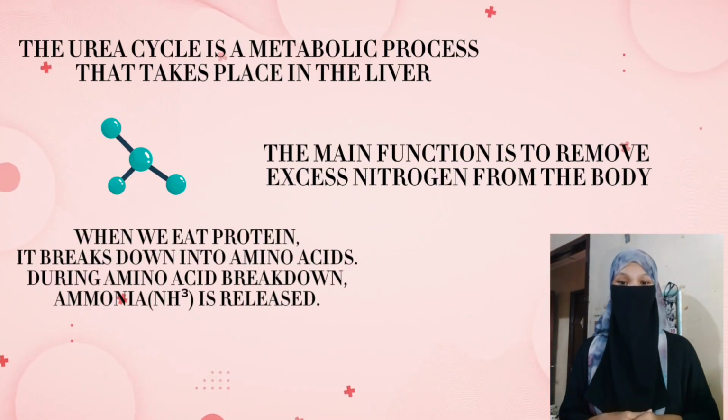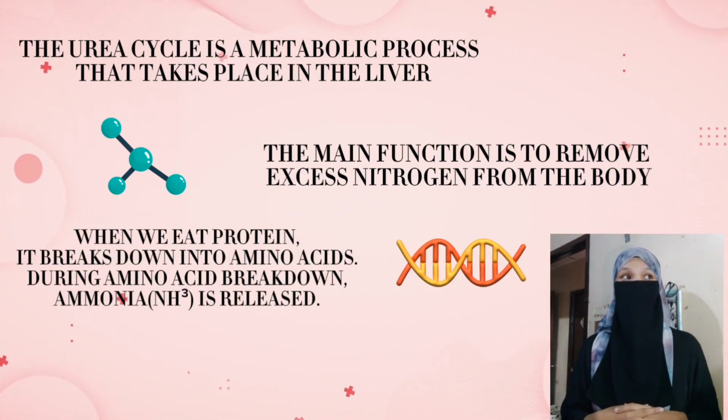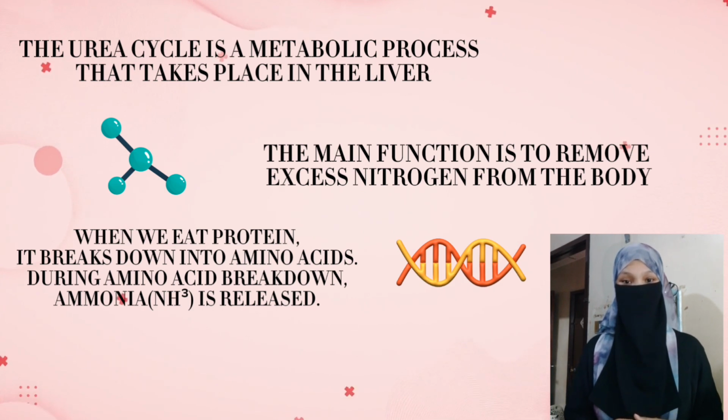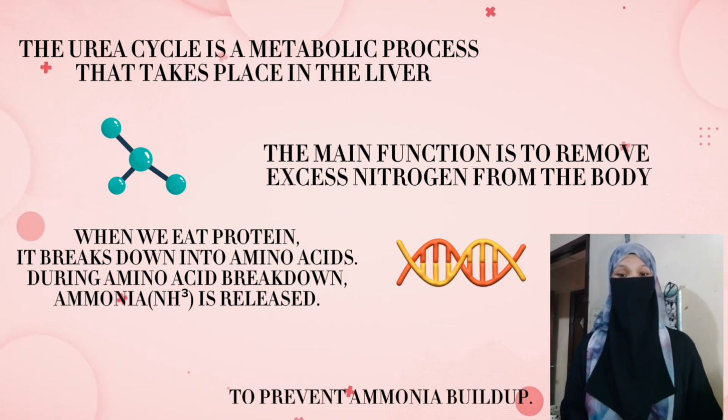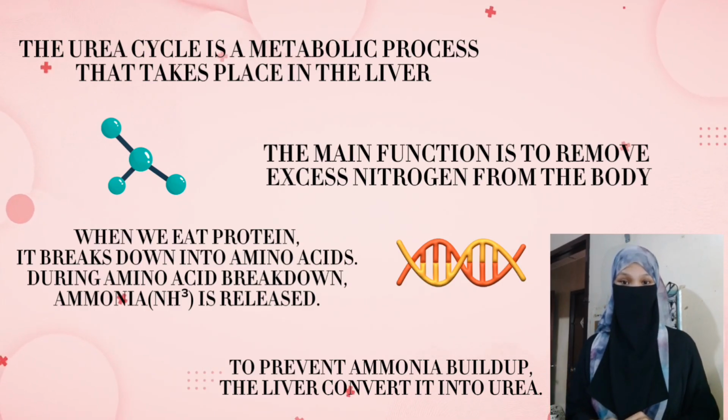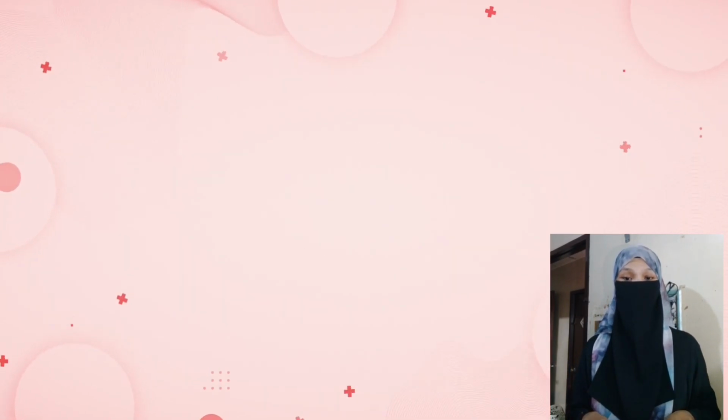When we eat protein, it breaks down into amino acids. During amino acid breakdown, ammonia is released, which is toxic to the body. To prevent ammonia buildup, the liver converts it into urea, which is eliminated through the urine by the kidneys.